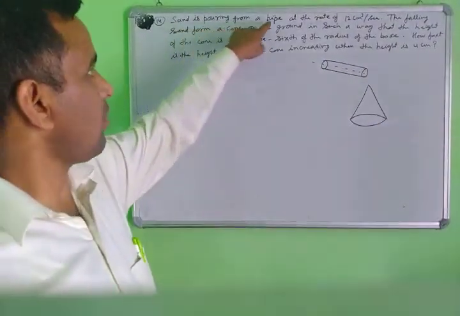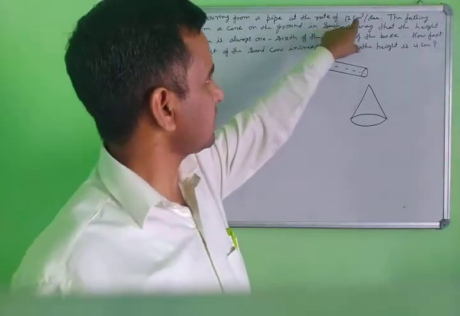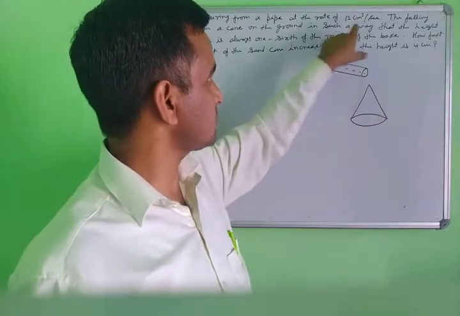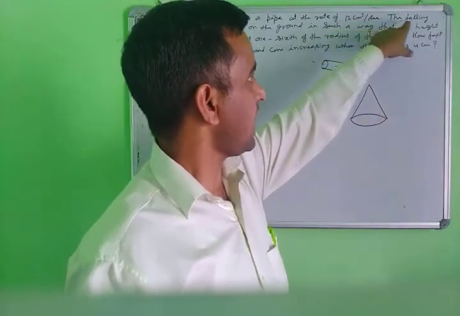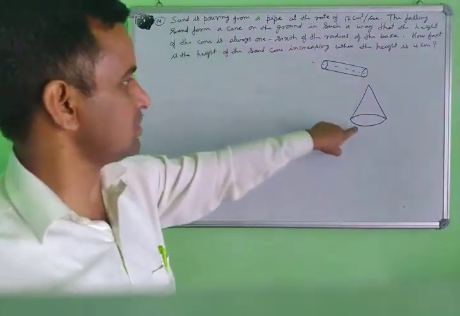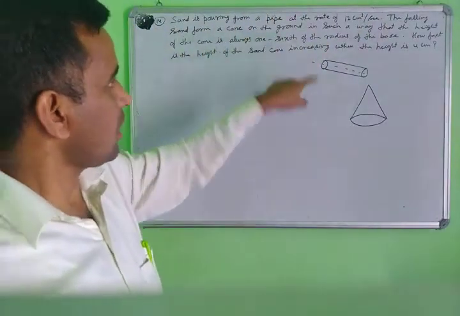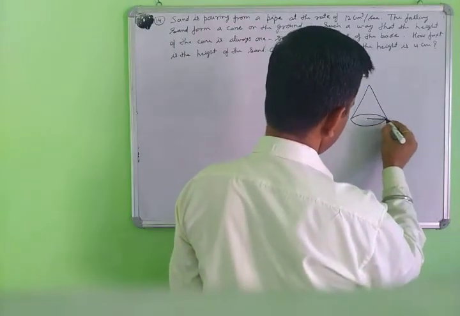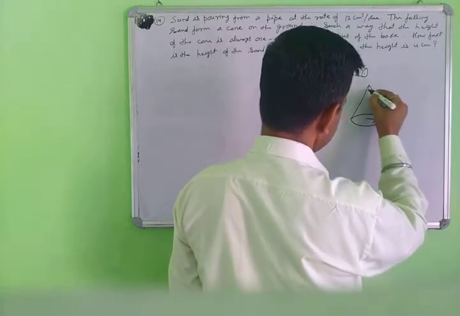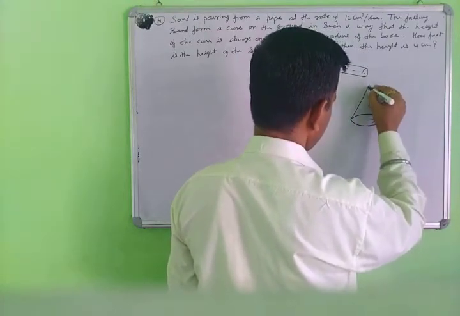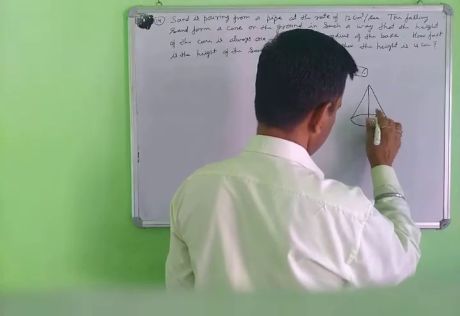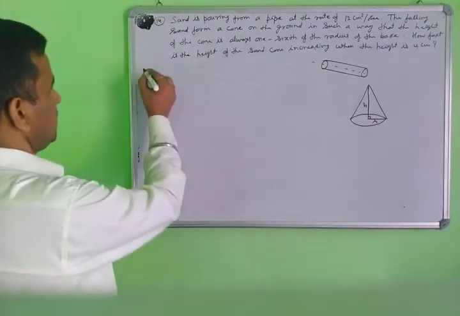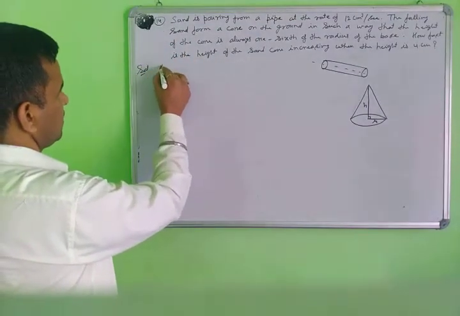Sand is poured from this pipe, and the rate of the total volume of this sand is 12 cm³ per second, and the falling sand forms a cone. This is the radius of the cone, r, and this is the height of the cone. What things are given here? The solution starts from here.